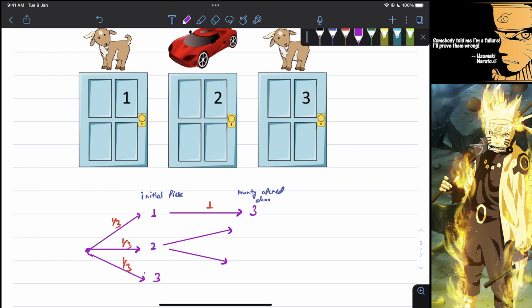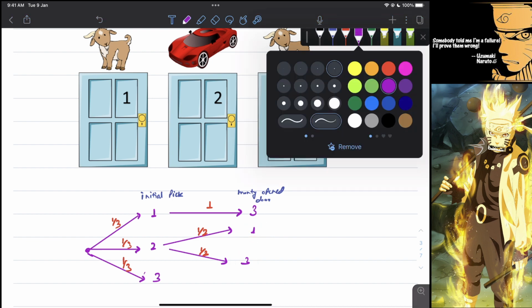Second scenario is Monty can open door number 3 as well. So now that Monty has two choices, the probability of picking door number 1 or door number 3 is half. He will pick each one of them with half, 50% probability. He will either open this one or this one.